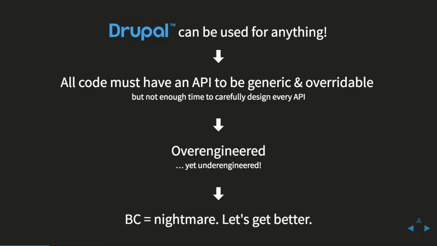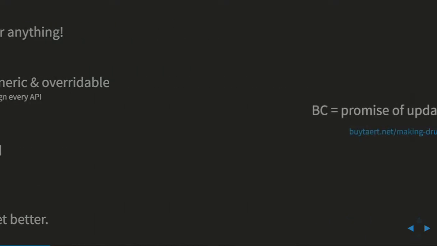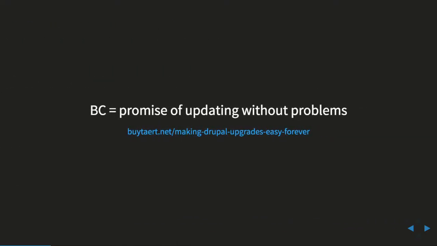So let's get better. This, I think, is a summary, and this is what the core conversation is about. So looking forward to the conversation. Backwards compatibility in a nutshell is basically just promising that you can update without problems. That's the benefit. The burden is the rest of the talk, basically, because that's the thing we face as developers, the maintainers of Drupal core. And of course, Dries announced recently that Drupal would have easy upgrades forever, which means that backwards compatibility is ever more important because we must be backwards compatible for a far longer period of time.